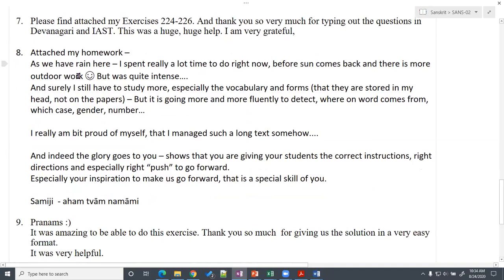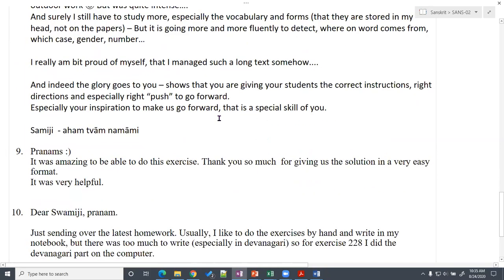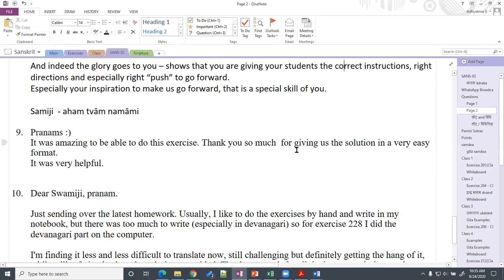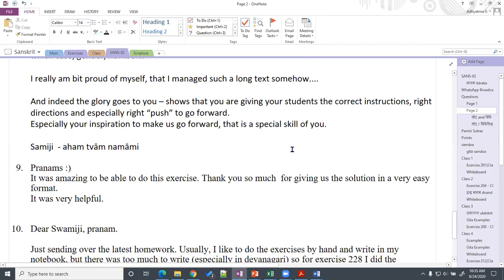And there's a comment here: as we have rain here, I spent really a lot of time to do this right now before the sun comes back and there's more outdoor work, but it was quite intense. And surely I'll have to study more. And then the person is saying, I'm really a bit proud of myself, I managed such a long text somehow. I'm very happy to hear that. So as you can see, those who are able to do the exercises, their learning is really happening in a very significant manner. And that is the crux of the thing, that exercises help you to learn all the concepts very clearly.